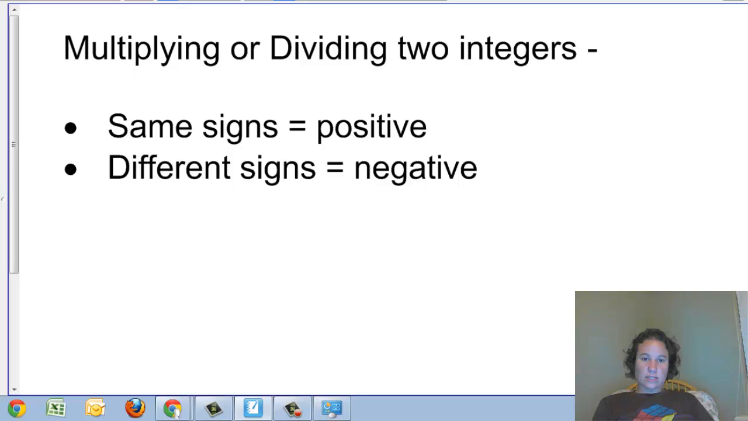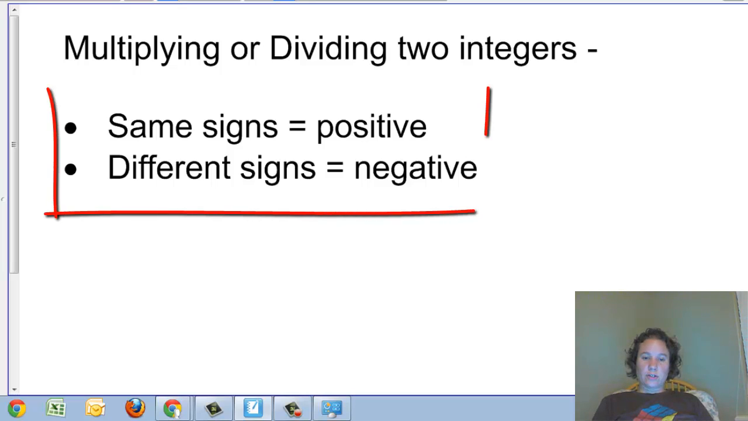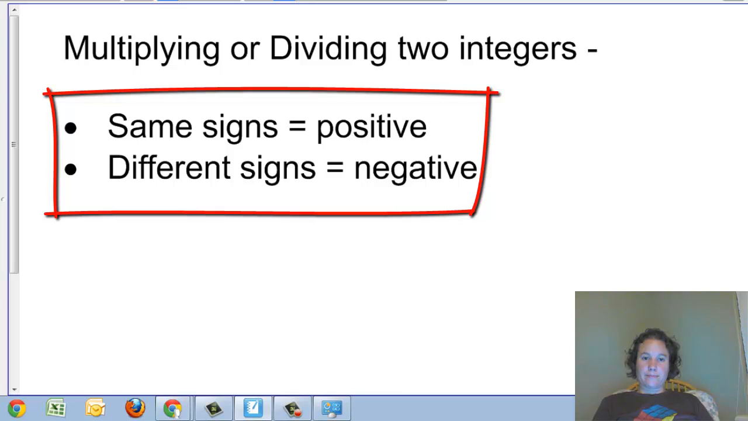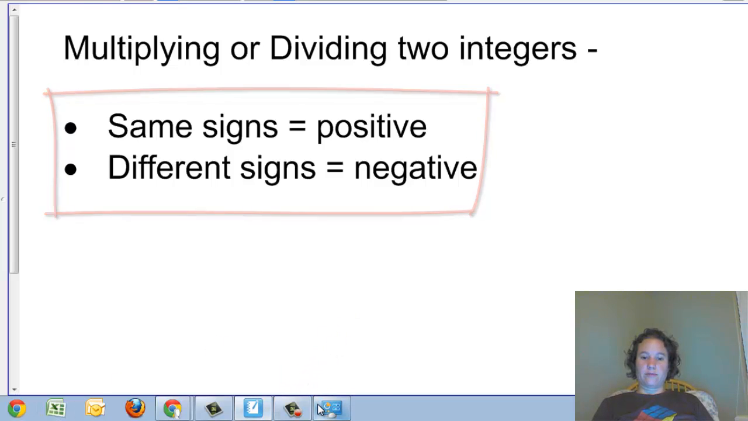And just to sum up again then, when you're multiplying or dividing two integers, we just have to keep these two rules in mind. If you have two numbers with the same signs, your product or quotient will be positive, and if you have two numbers with different signs, your product or quotient will be negative.